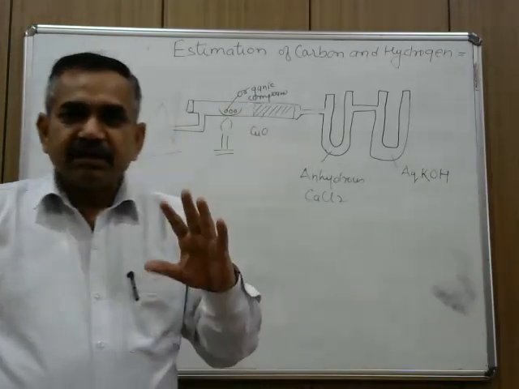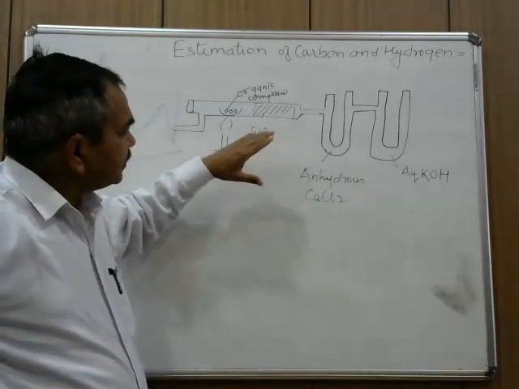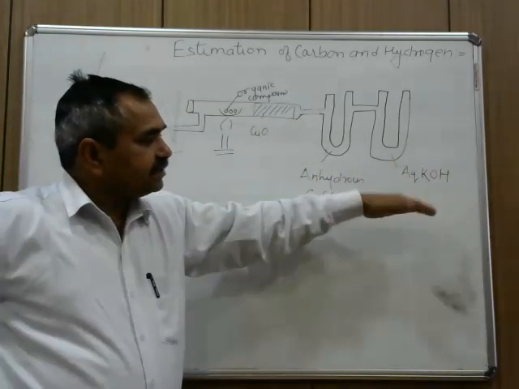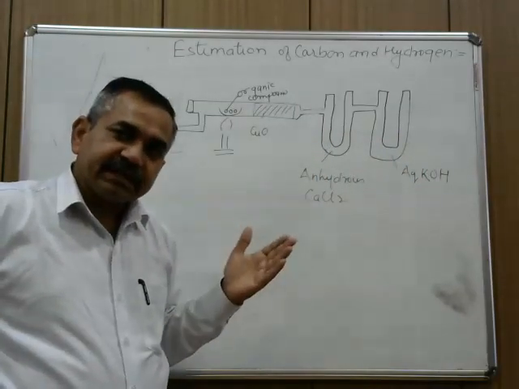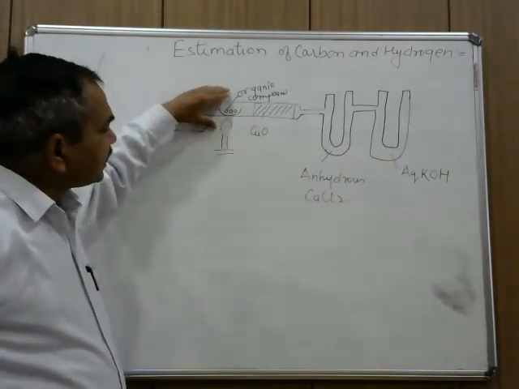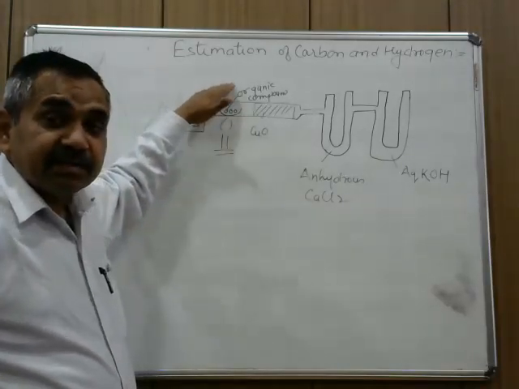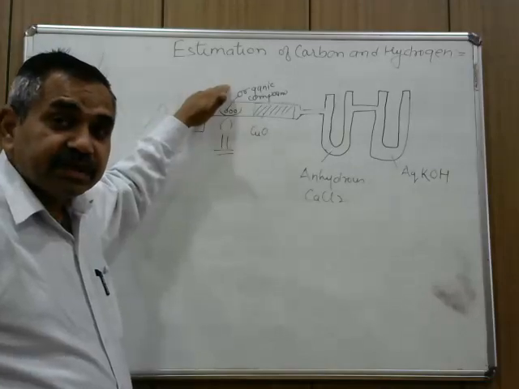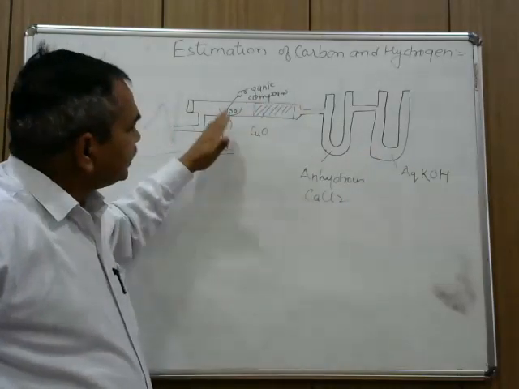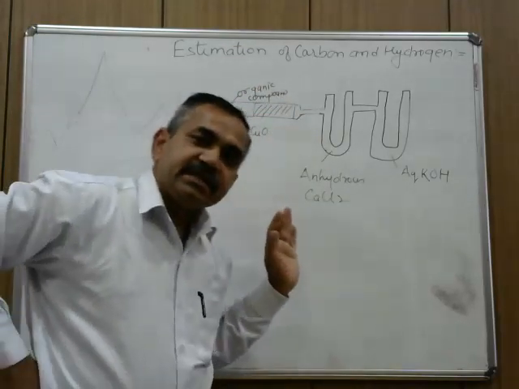Sure? Are you able to understand it? In this instrumentation, the weight of calcium chloride is taken first and the weight of aqueous KOH is also taken. This instrument is pre-weighed. Now this known weight of organic compound is heated strongly so that all the carbon present in this organic compound is converted to carbon dioxide and absorbed here, and all the hydrogen present here is converted to water vapors and absorbed in CaCl2.